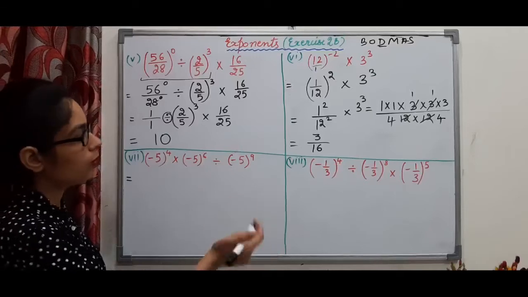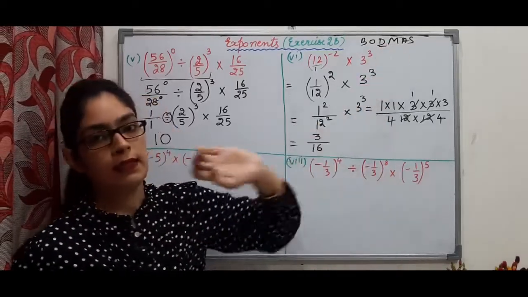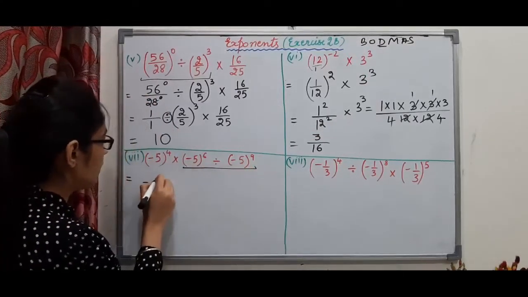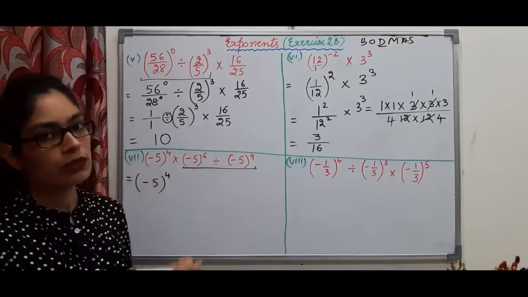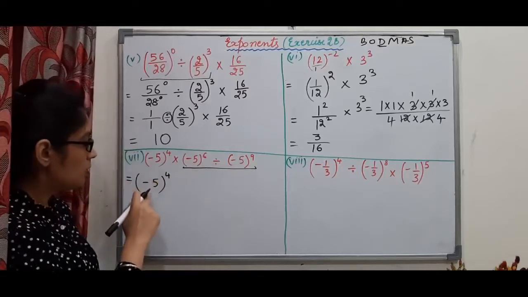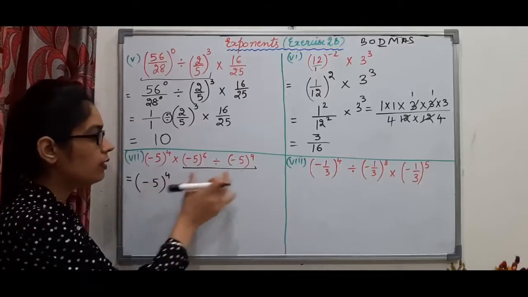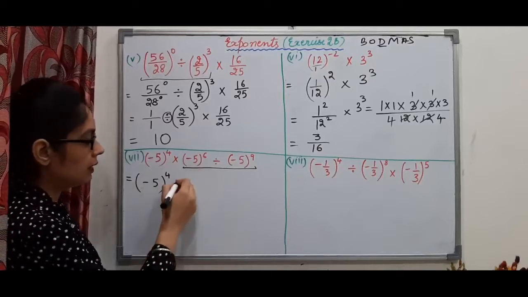According to BODMAS we have to do division. See, division comes before multiplication, so that's why we should do this one first. This I will write as it is. If you do these questions step by step, they are very easy. So minus 5 raised to power 4 I have to write as it is, because these two I have to solve first, then the remaining parts.